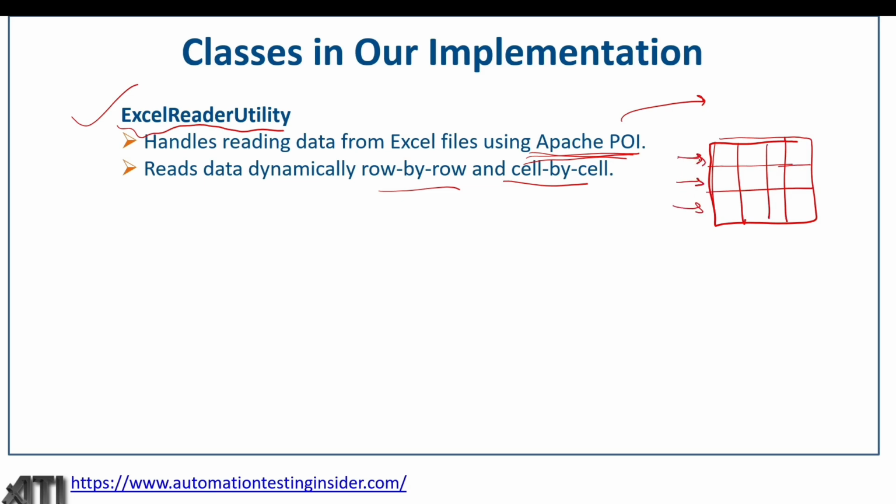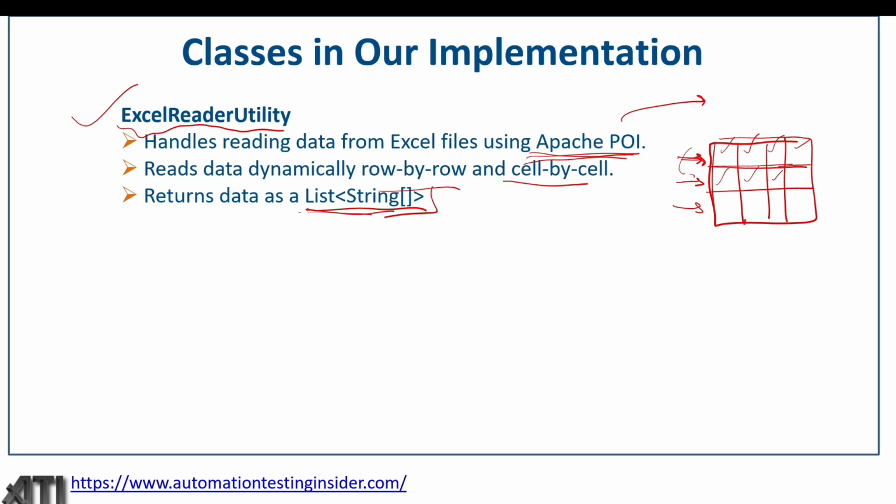It will iterate the first row and read the data cell-wise, correct, and then move to the next row and read the data again cell-wise, and so on, and returns data as a list of arrays of list of strings. So I'll show you how we are going to read the data using an array.